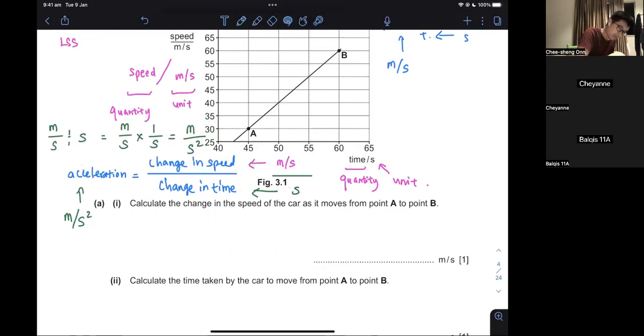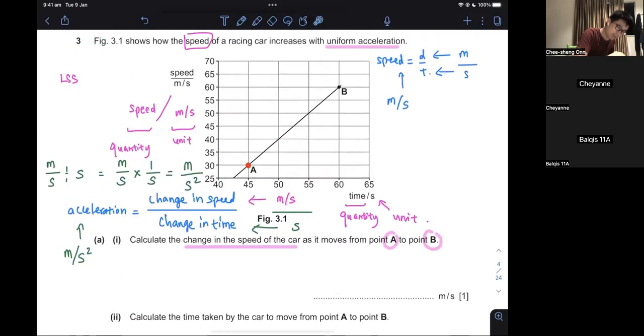I am just going to move on to the question now. Calculate the change in speed of the car from point A to point B. So our point A, the speed on the y-axis is 30, and B, the speed is 60.